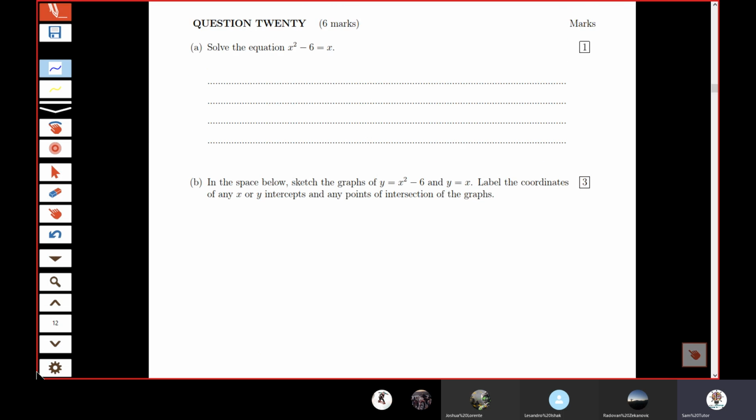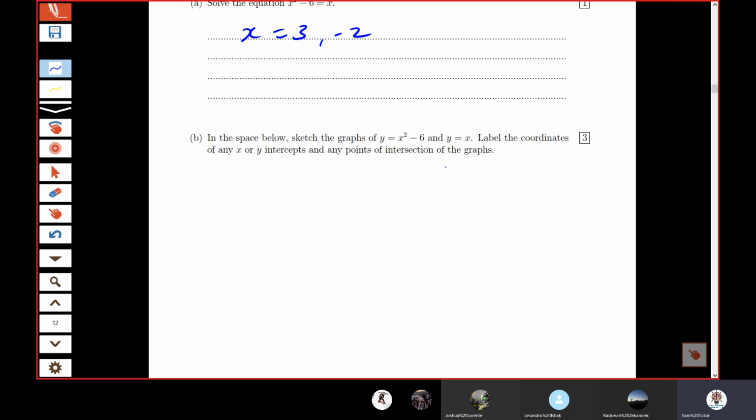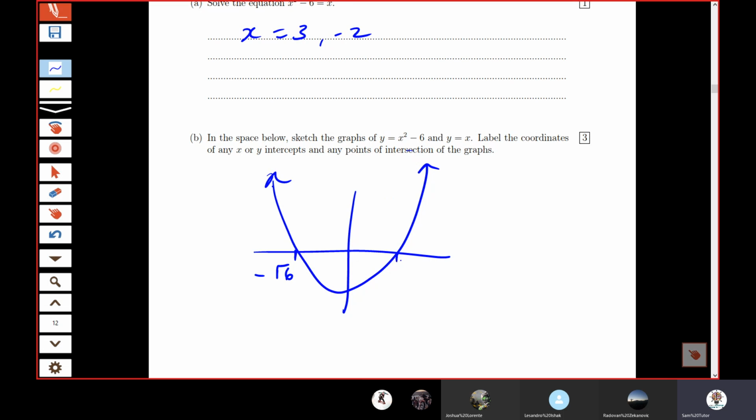All right. Solve this equation. What should we get? x equals, looks like a positive 3 and a negative 2. That was hard in my head, but we did it. In the space below, sketch the graphs of these two. x squared minus 6, so you have to go down 6. Because it says label all the x and y intercepts, you had to actually find these, which should have been negative root 6 and root 6. This would have been at negative 6, and then y equals x looks like this.